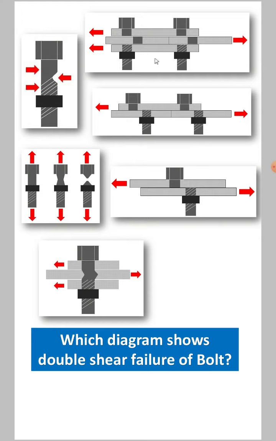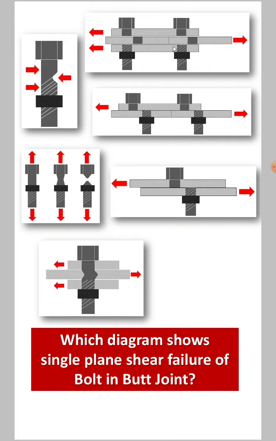That's why this diagram shows us what? Double shear failure of bolt. Let's click this one, and if it is right, we will go to the next question. Click it. Alright, we are at question number 5. Which diagram shows single plane shear failure of bolt in butt joint? Focus on the words butt joint and shear failure.